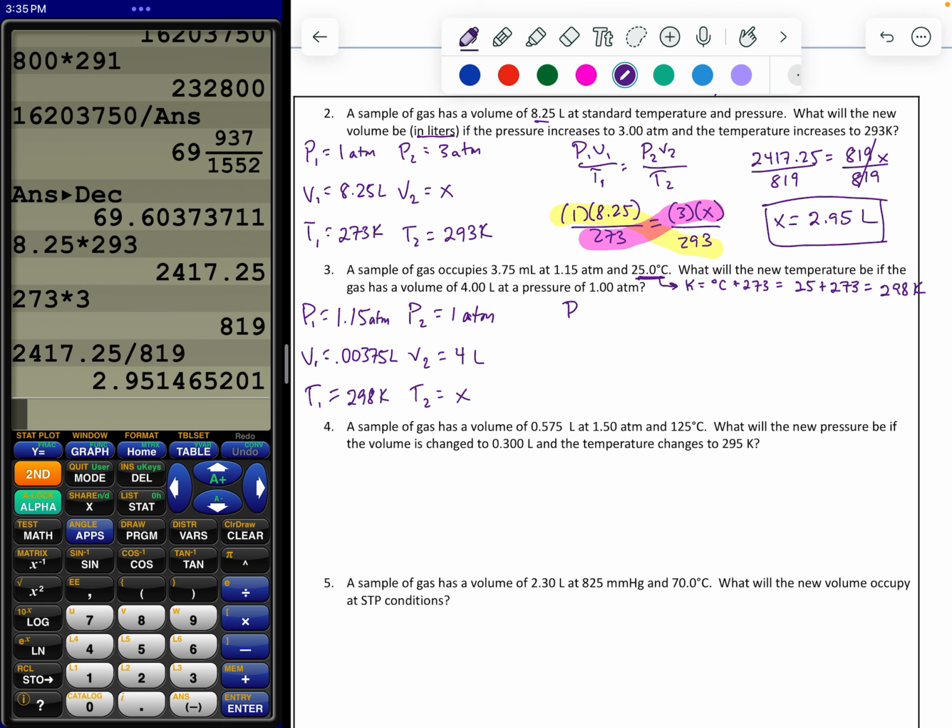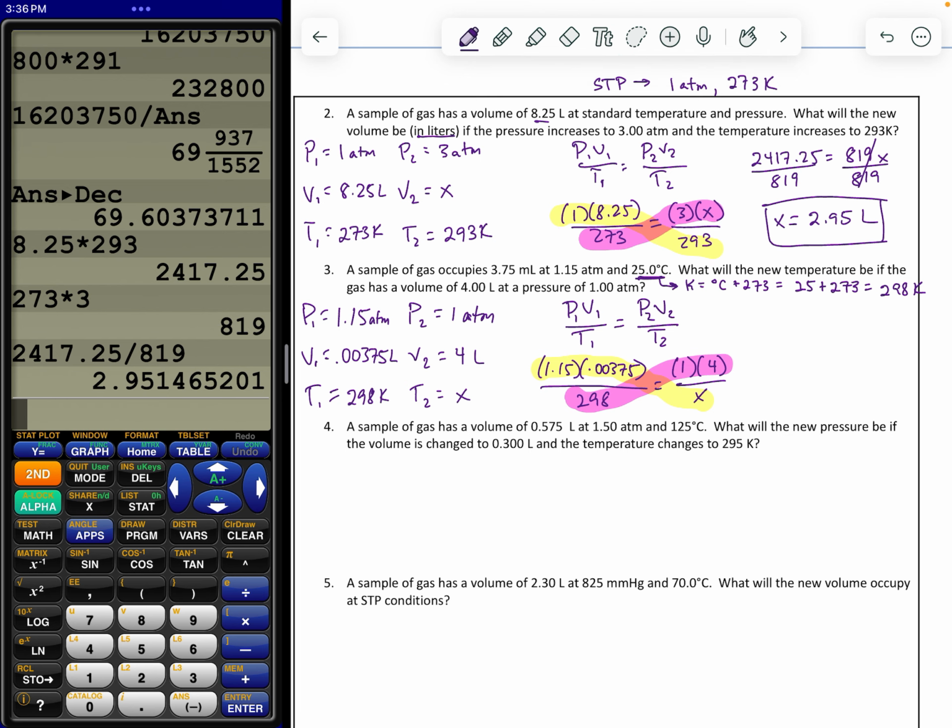And so we solve P1 times V1 over T1 equals P2 times V2 over T2. Plug in what you know. I know 1.15 atmosphere is what I'm starting with, times 0.00375 liters, over 298 Kelvin, is equal to 1 atmosphere, 4 liters, and X. All right, we don't know what that second temperature is. Whatever color coding system you want to use does not matter to me, if you want to color code at all or just circle.